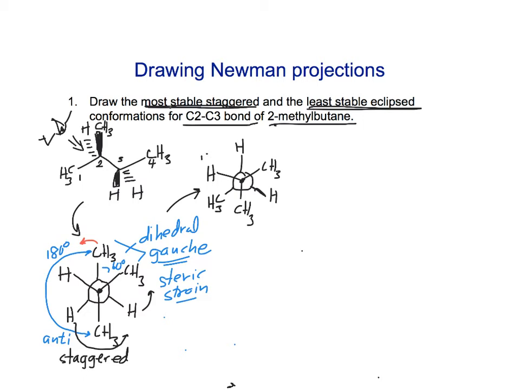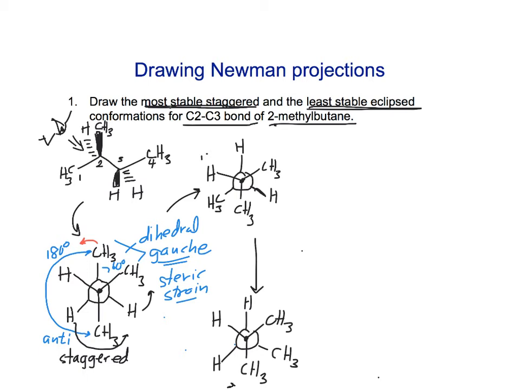And then I'm going to draw one more. I'm going to rotate that back carbon one more time. So let's do this one more time. I'm going to keep the front carbon the same. And the back carbon is going to rotate again. So now I'm going to have this methyl group here, H on the top, and the H over here. Okay, so these are three possible staggered conformations looking down the C3 bond of 2-methylbutane.